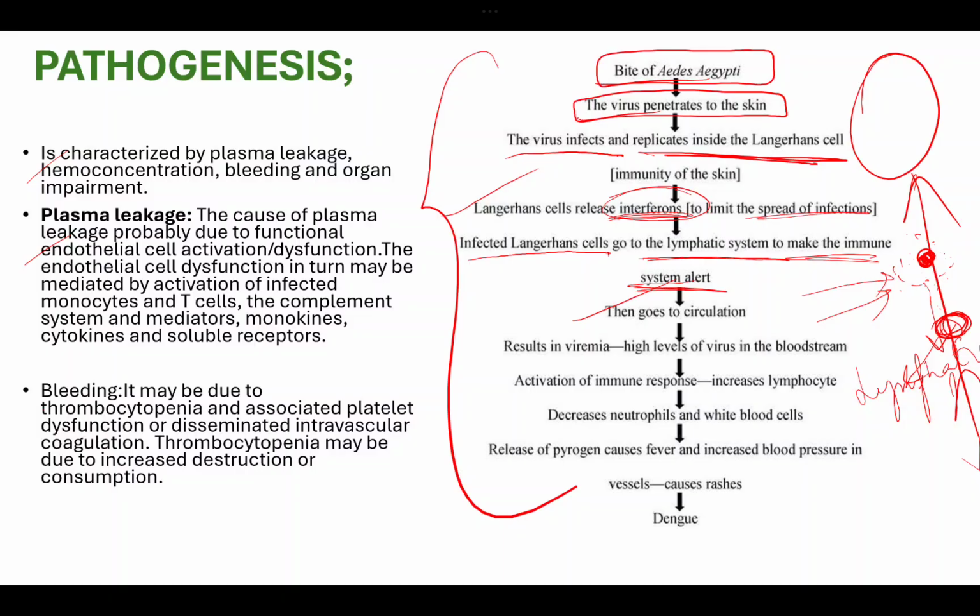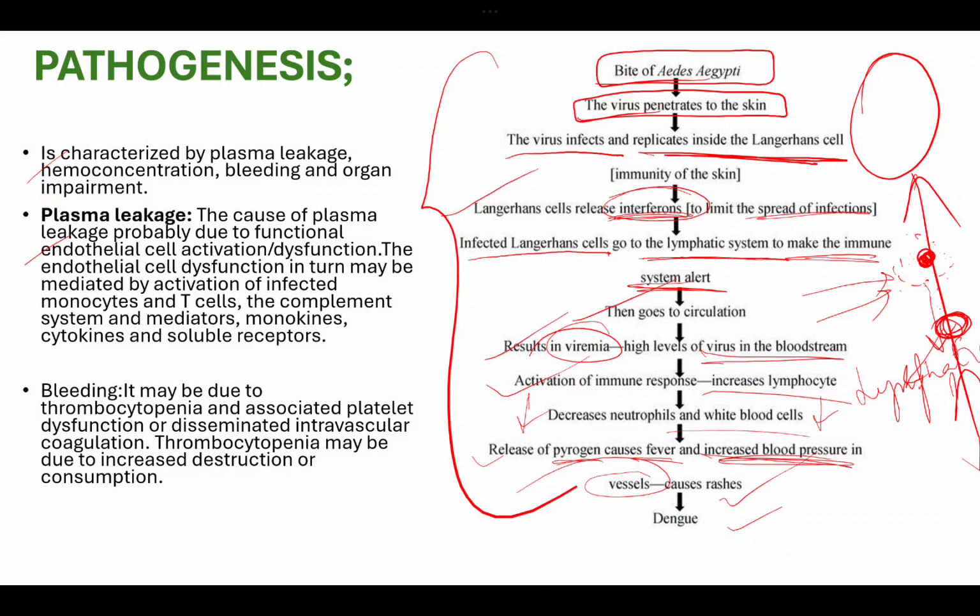Then it enters into the circulation, which is resulting in the viremia. The virus is entering into the blood, resulting in viremia. High levels of virus are seen in the bloodstream. Then the activation of immune response occurs. There is an increase in the lymphocyte release, and a decrease in neutrophils and white blood cells. The release of pyrogen is causing fever, increase in blood pressure in the vessels, and they are causing the rashes and dengue. So we'll see how it occurs.